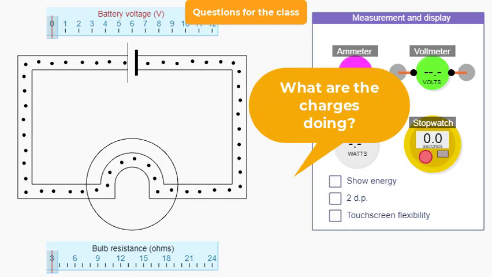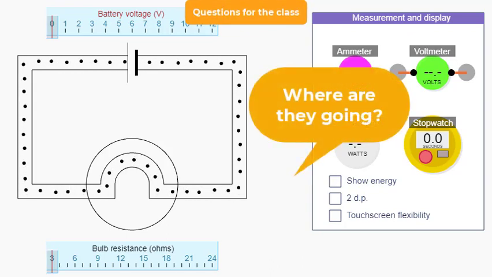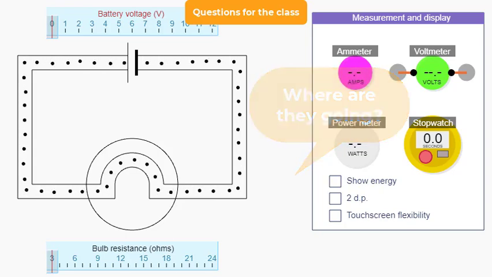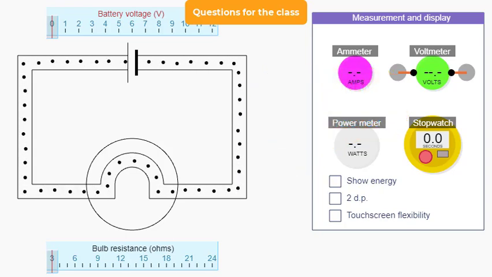Well, what are the charges doing? They're just jiggling about. Where are they going? They're not going anywhere. How could we make them start to move? Well, we could increase the battery voltage.